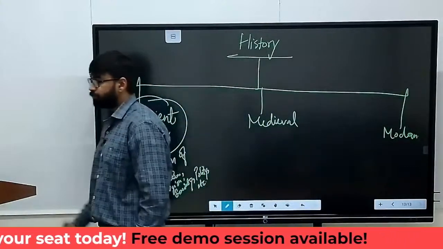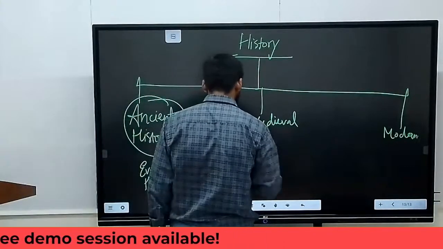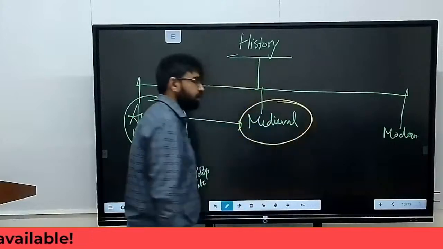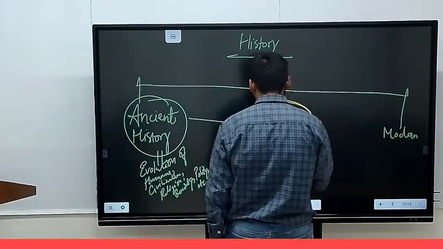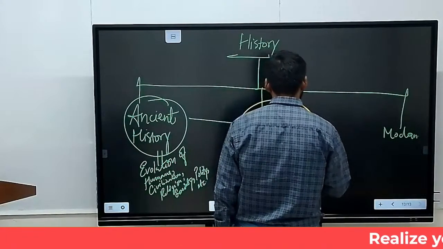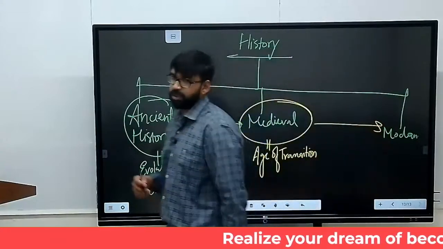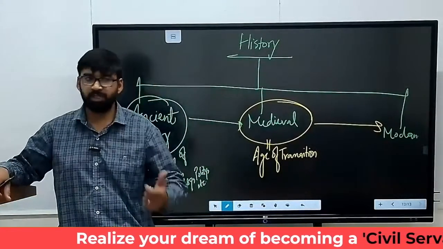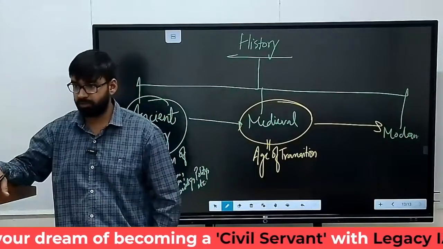Clear? Evolution. Then medieval history comes. What is medieval history? Medieval history is the age of transition. Transition means transformation from ancient to modern. So it is the age of transition from ancient to modern.